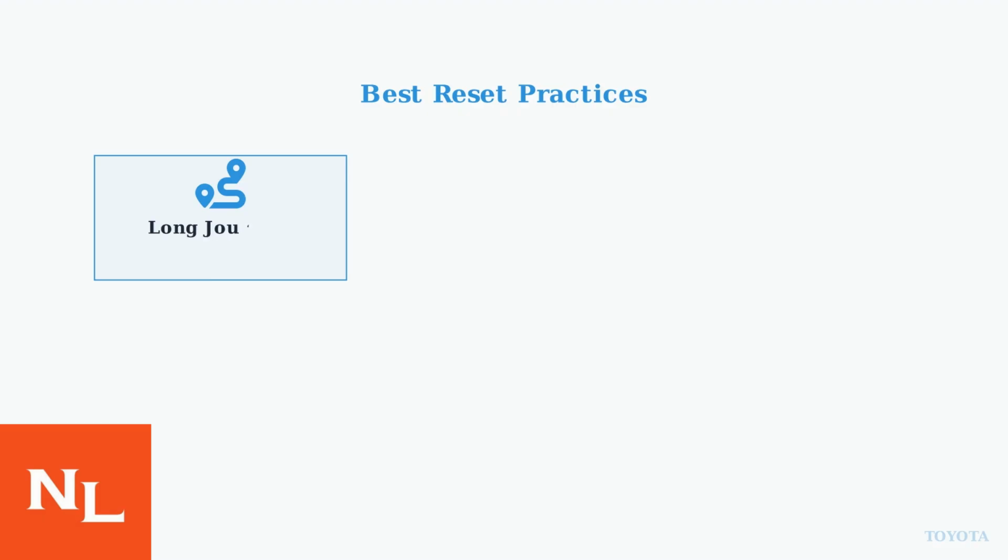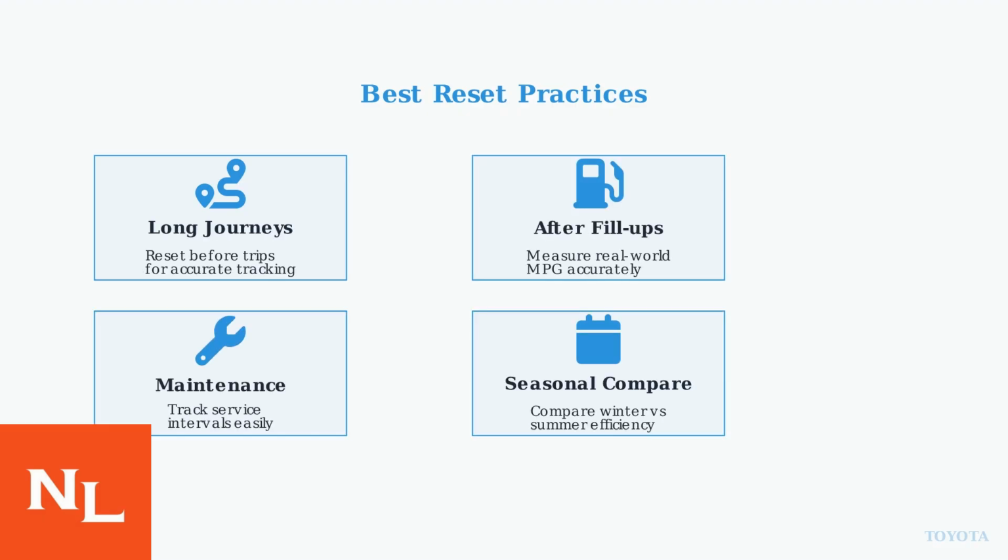There are 4 key times when resetting your trip meter provides maximum benefit: before starting long journeys for accurate tracking, after fill-ups to measure real-world MPG, to track maintenance intervals, and to compare seasonal fuel economy variations.